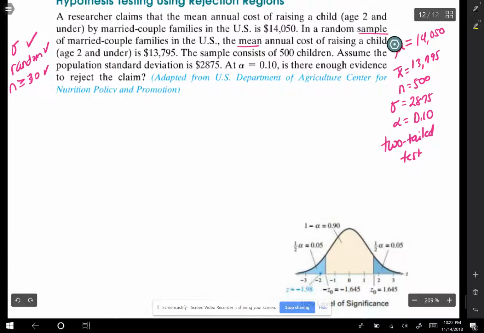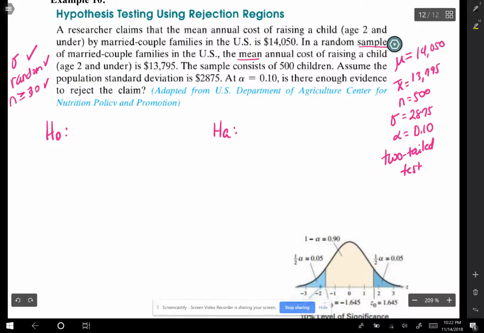So we're going to start with our hypotheses. This time it said the mean was equal to, so that goes to the null hypothesis because of the equal to. And that was the claim. So the alternative hypothesis would be that it is not equal to $14,050.